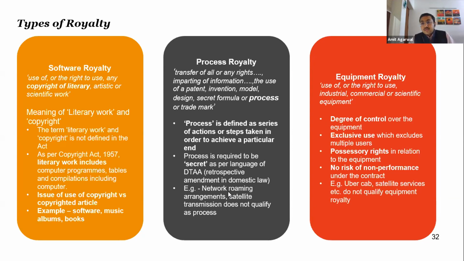Just so that you guys can relate, to put it in a more real-time example: you get an equipment or a plant and machinery which is at your disposal, at your control. You can use it for the relevant purpose you are doing. It is for exclusive use. You have all the possession, and whether it performs or not performs is up to the user. Then it can classify as equipment royalty.